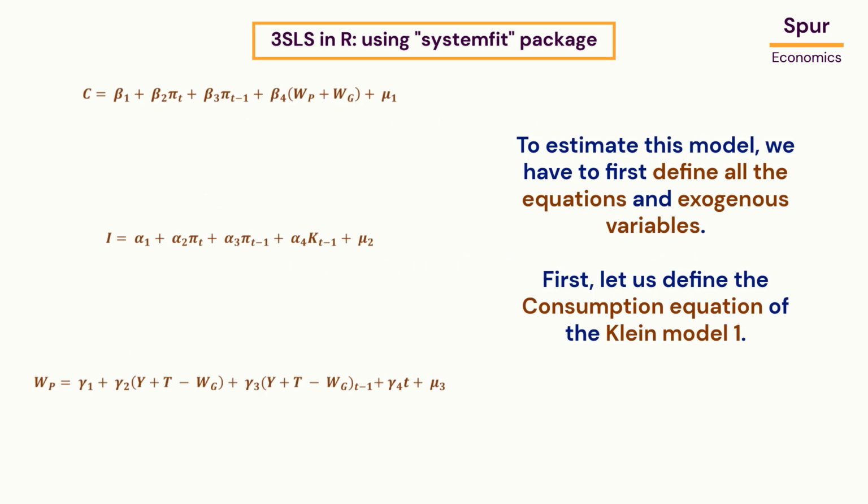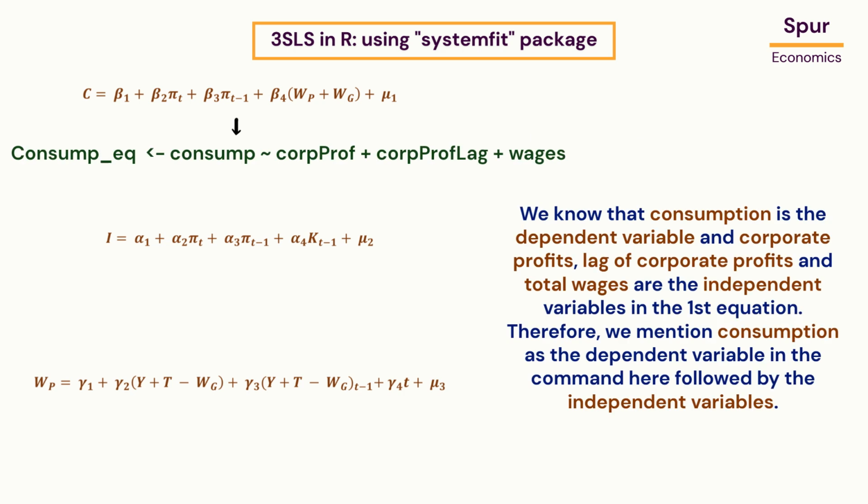To estimate this model, we have to first define all the equations and exogenous variables. First, let us define the consumption equation of the Klein Model 1. We know that consumption is the dependent variable and corporate profits, lag of corporate profits, and total wages are the independent variables in the first equation. Therefore, we mention consumption as the dependent variable in the command here, followed by the independent variables.